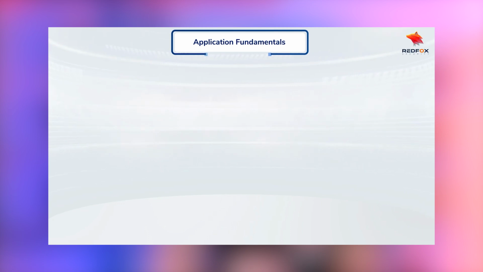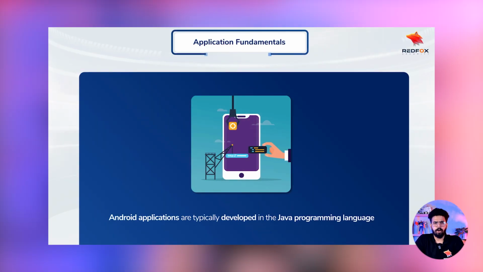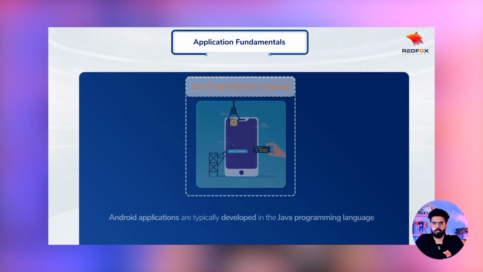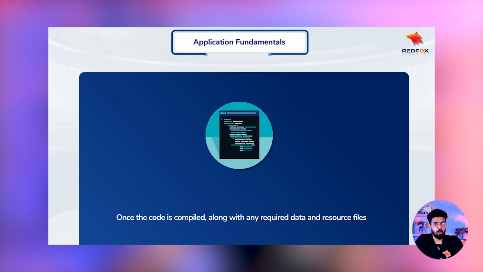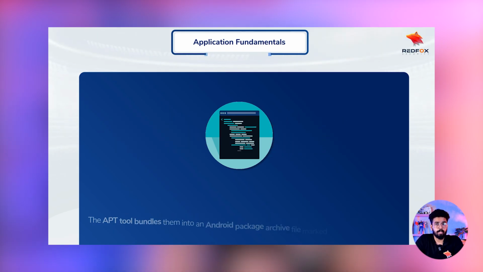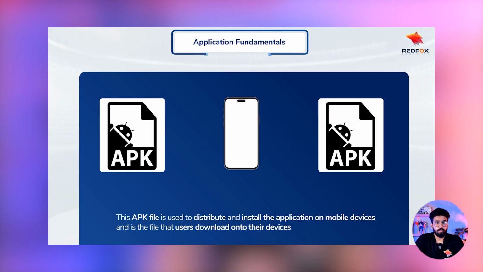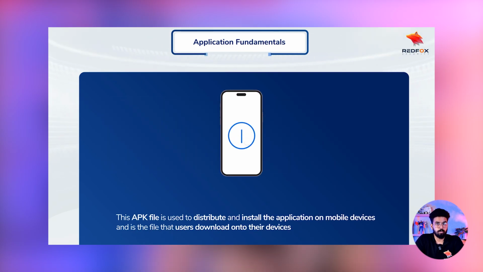Moving on to our next topic, application fundamentals. Android applications are typically developed in the Java programming language. Once the code is compiled along with any required data and resource files, the APT tool bundles them into an Android package, an archive file marked with an APK suffix. This APK file is used to distribute and install the application on the device.